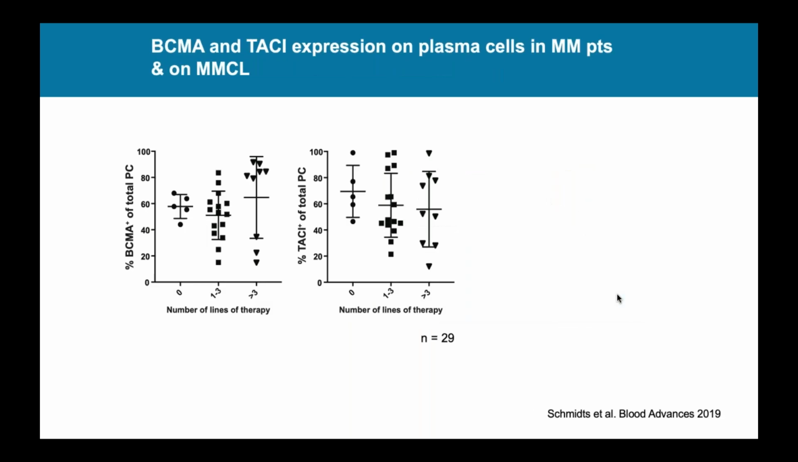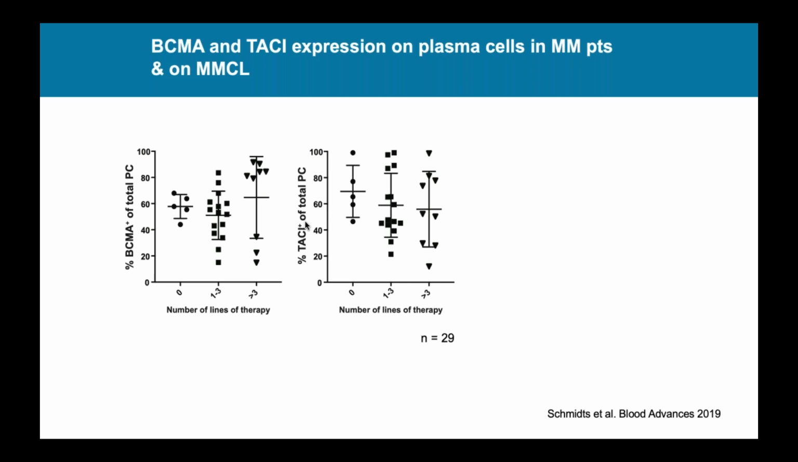But before jumping in and starting to make new CARs against multiple myeloma, we first wanted to confirm in a patient cohort of our own that indeed BCMA and TACI are good targets. So in collaboration with the MGH clinical flow core, we checked the expression of BCMA and TACI on plasma cells of 29 multiple myeloma patients. And for this graph, the patients were grouped according to the number of previous lines of therapies that they had received. And encouragingly, we found that BCMA and TACI were expressed on the majority of plasma cells, and that this was true throughout all the different therapy stages.